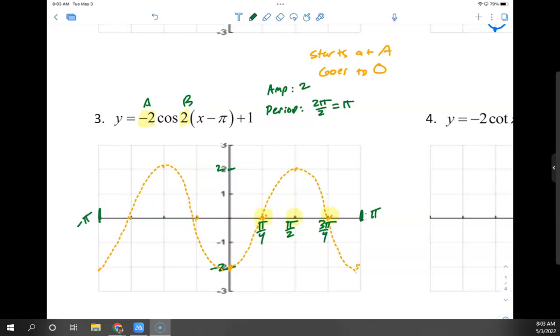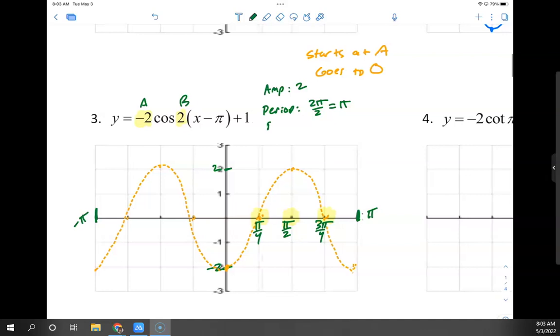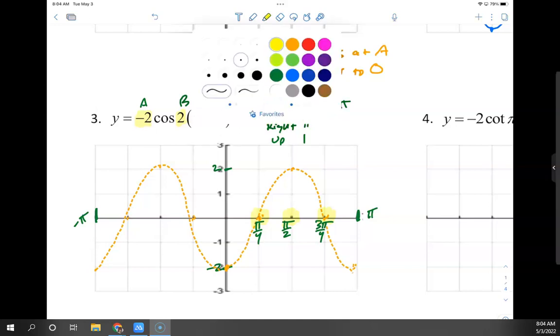Okay? And so what that tells me is, this is kind of weird. The shift is right pi and then up 1. What is right pi going to actually do? Like this point right here will move to that point. This point right here will move to that point. This point right here will move to that point. Here, I'll show you, you can visualize it, and then we'll move it up 1.